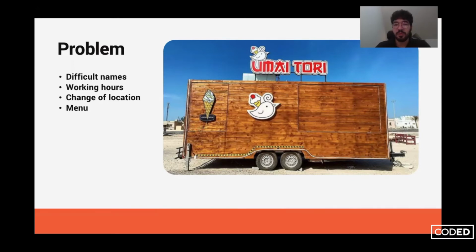Another problem many people are facing is that food trucks change their location on a regular basis, and also that they post their menu as Instagram posts, and when they add more Instagram posts it gets harder to navigate through.